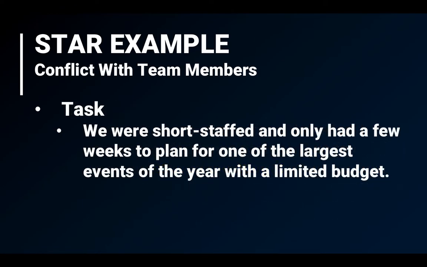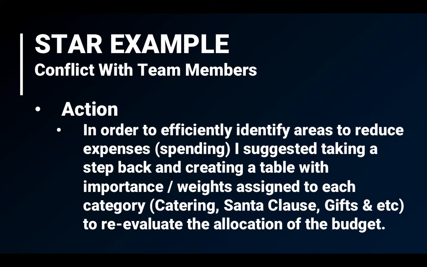So what was the task? Well, as a committee, we were short-staffed, and we only had a few weeks to plan for one of the largest events of the year with a limited budget. So we're giving a little bit of weight into the scenario that it was one of the largest events of the year. And what was my action? How did I become the hero or the protagonist here? Well, in order to efficiently identify areas to reduce expenses, I suggested taking a step back and creating a table with importance or weights assigned to each of the categories, such as catering or the Santa Claus or gifts, to reevaluate the allocation of the budget. This is what I did. These are my contributions.